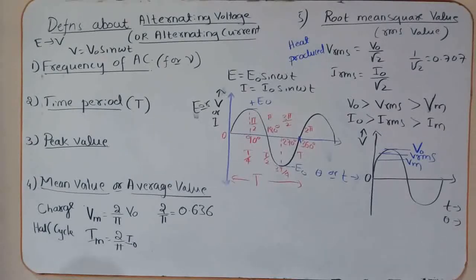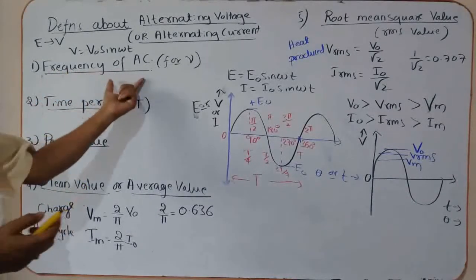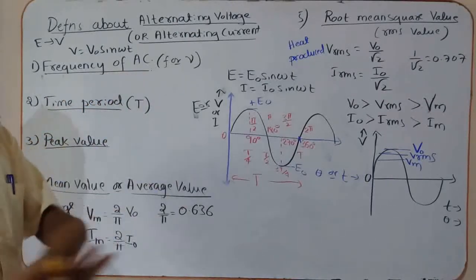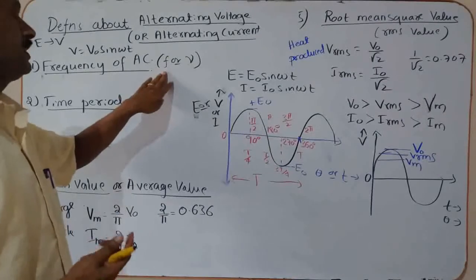Now what are the important definitions? See here, the frequency. Now what is frequency of AC? The number of AC cycles per second is called the frequency of AC.